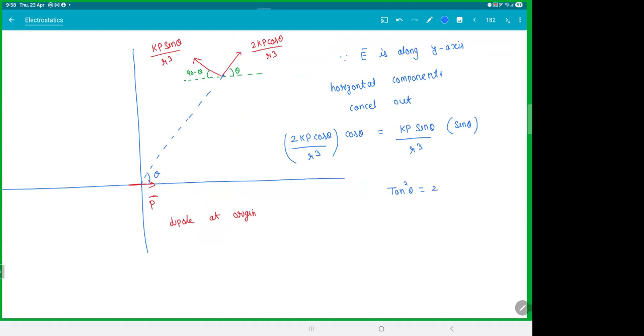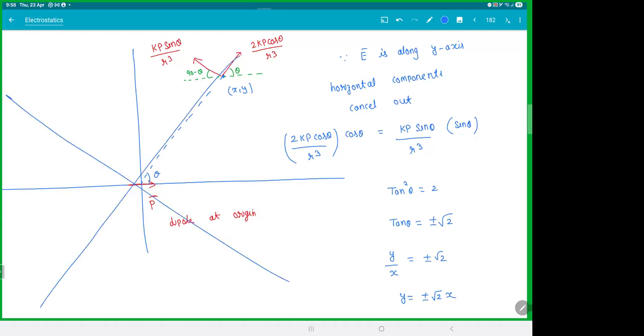So if you take this coordinate as x comma y, tan theta is nothing but y by x. So we get tan theta is plus or minus root 2. So this is nothing but y by x is equal to plus or minus root 2. We actually get two straight lines. So y is equal to plus or minus root 2x. If you draw two straight lines like this, on these two straight lines, the field is always in the y-axis.